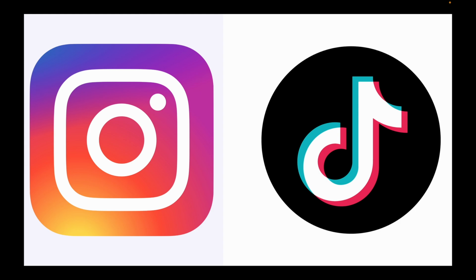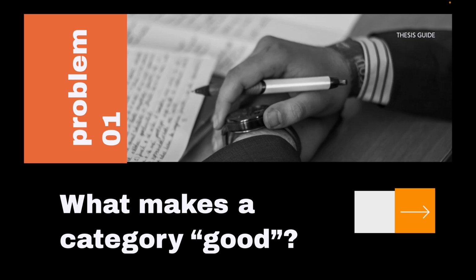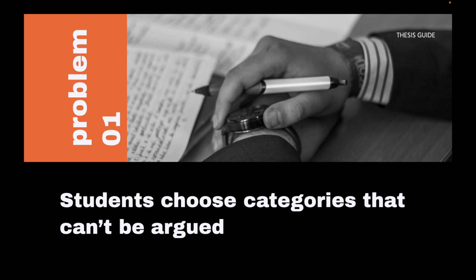In this case, I'm going to choose my 2 topics. I'm going to compare the social media platforms Instagram and TikTok. The first problem we need to solve is ultimately what makes a category good. And the challenge here is that students often choose categories that can't be argued.